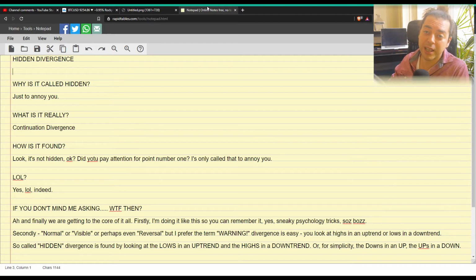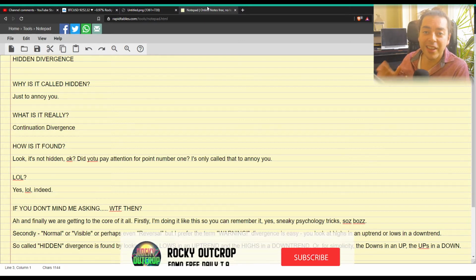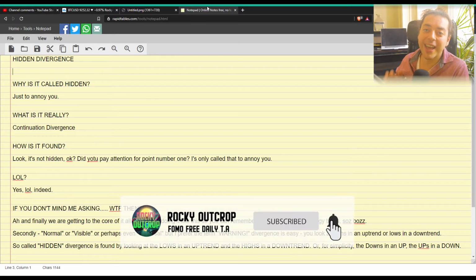So-called hidden divergence or continuation divergence is looking for the downs in an uptrend and the ups in a downtrend. That's to say that you're looking at the peaks in a downtrend and you're looking at the troughs in an uptrend. Or, like I say, for simplicity of language and to remove all that confusion out of your head, regular divergence, looking at the ups in an uptrend. Hidden divergence, you're looking for the downs in an uptrend. That's the biggest identifier of it. And let's just jump over to the charts and take a look at some examples of it.